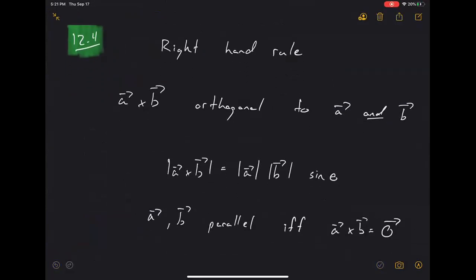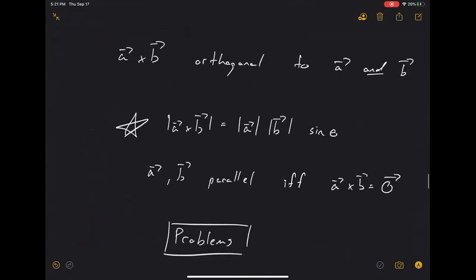Remember that when we take the cross product of two vectors, the result is going to give us a third vector that's orthogonal to both of my original vectors. That property is important. This identity here, that the magnitude of the cross product is the product of the magnitudes of our original vectors and the sine of the angle between them.